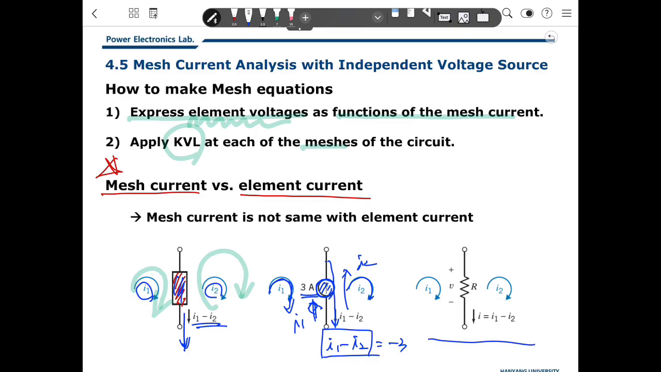In the same way it is here. So the V is IR. We define the I in this way because the positive value is defined here. So that will be R times (I1 minus I2).